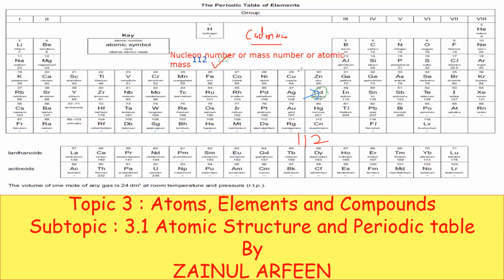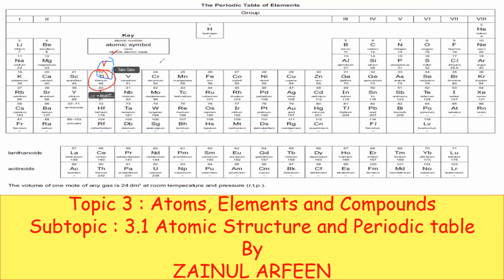titanium. What is the nucleon number or mass number for titanium? First find titanium. That's right, this is titanium. And what is the mass number of titanium? That's 48. So using a periodic table, you should be able to work out the mass number of that specific element as well as the atomic number.